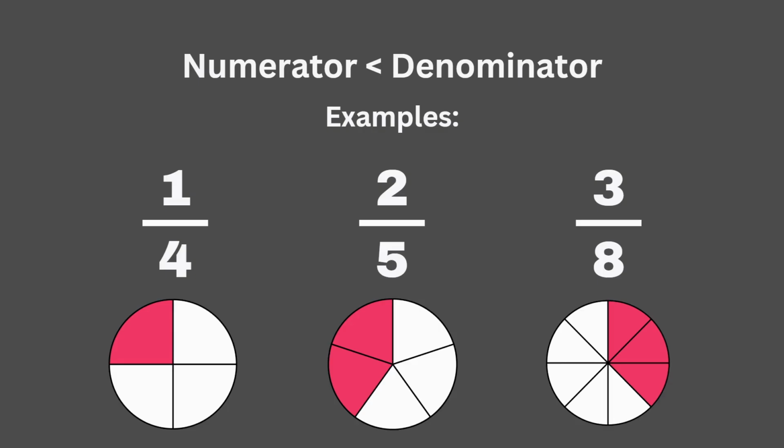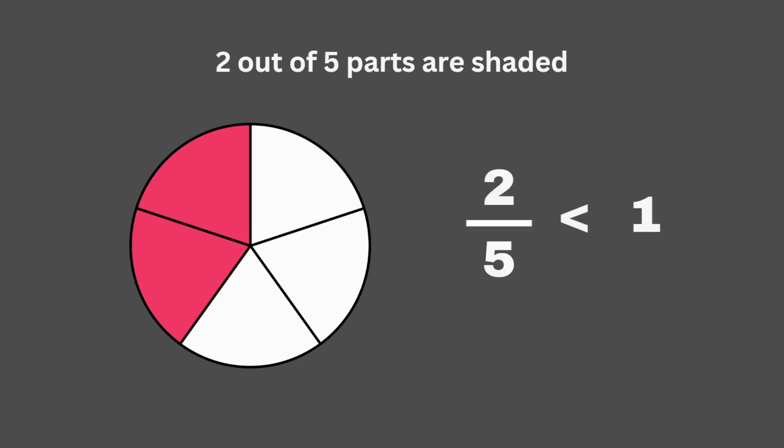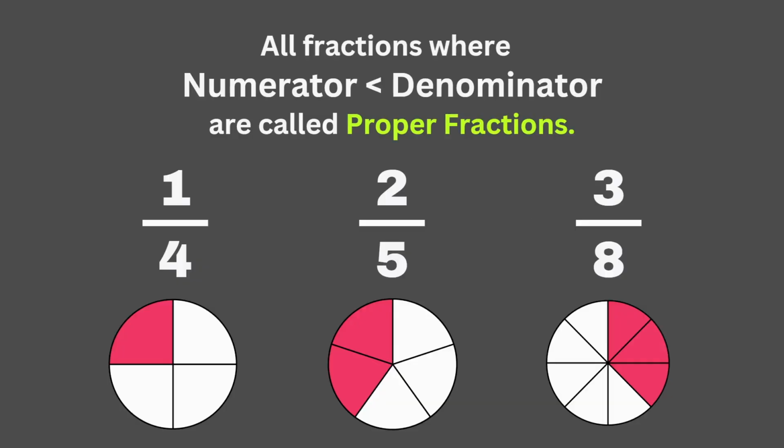In all these cases, the whole is divided into equal parts, but only some parts are shaded. Not all parts are taken. That means the shaded part is still less than one complete whole. For example, in 2 upon 5, the whole has 5 equal parts, but only 2 parts are shaded. So some parts of the whole is still left. That is why 2 upon 5 is less than one whole. So all the fractions where the numerator is smaller than the denominator are called proper fractions.